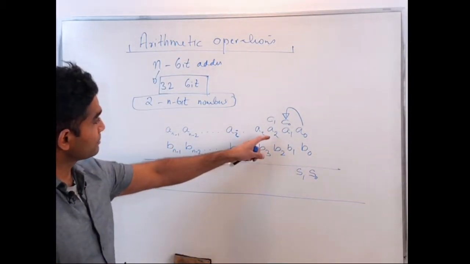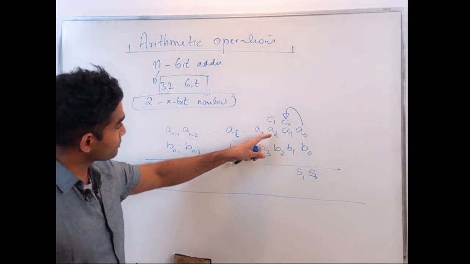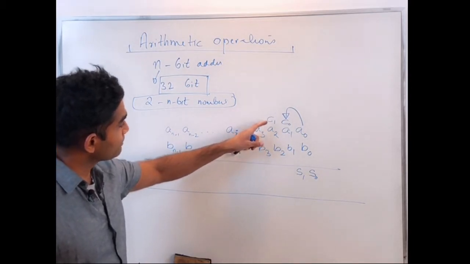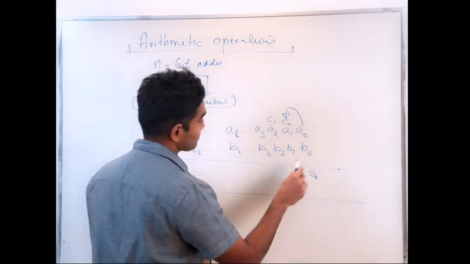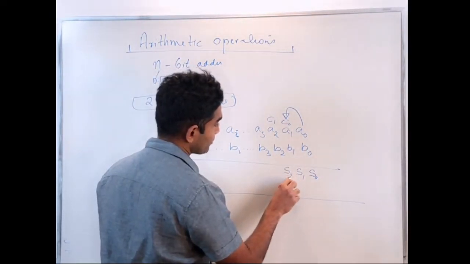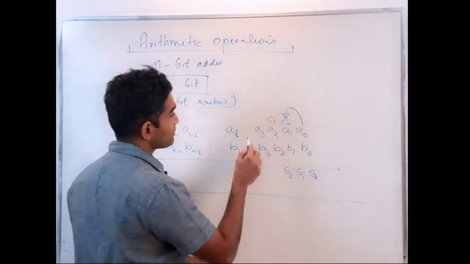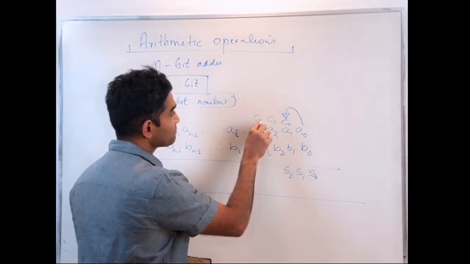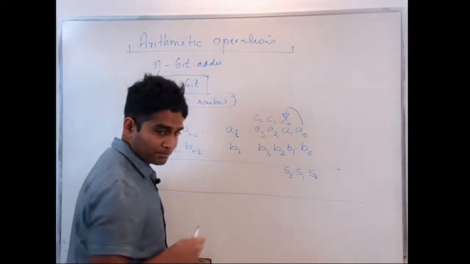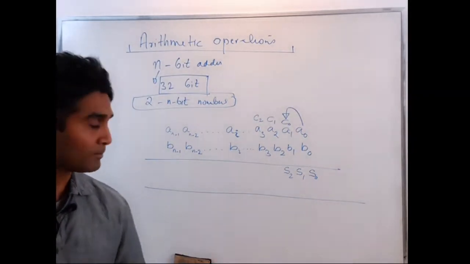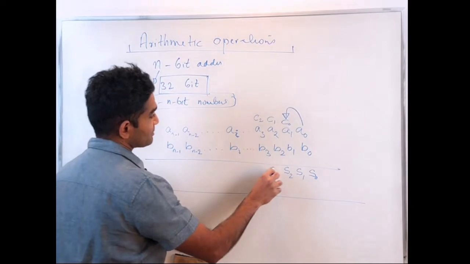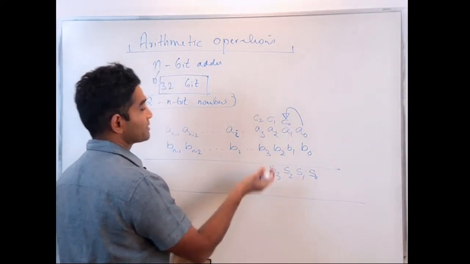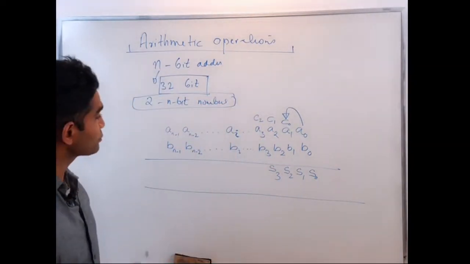Right? Along with, so basically I'm doing C1 plus A2 plus B2 to get some sum. Let me call it S2, generating some carry out. Let me call it C2, which is being added to the subsequent bit position. And I basically continue the same process. I get some S3 here, I generate a carry out C3 and so on.